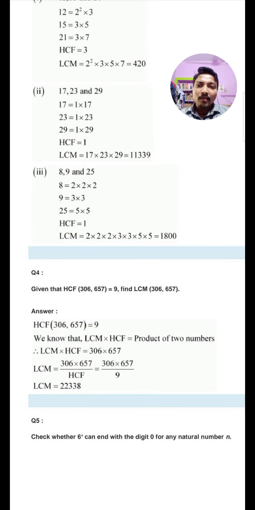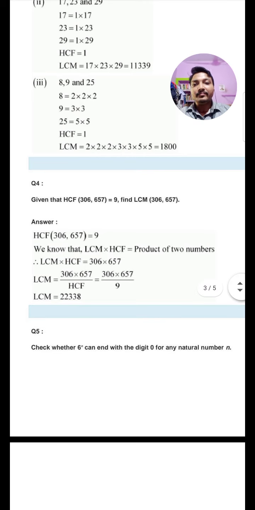So in the LCM I have to write 2 into 2 into 2. We also found 3 used twice in the prime factorization, so I wrote 3 into 3. Also I got 5 used the highest number of times, twice, so I wrote 5 into 5. So the LCM equals the product of 2 cube, 3 square and 5 square. In total it is 1800.